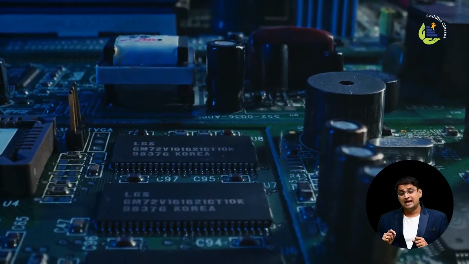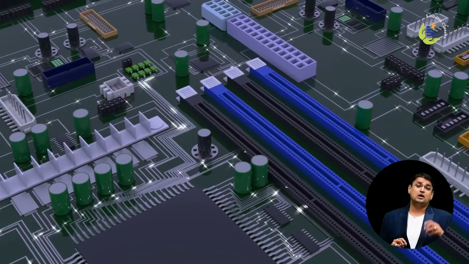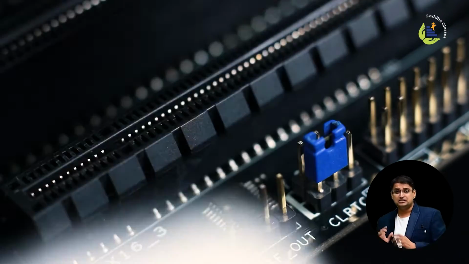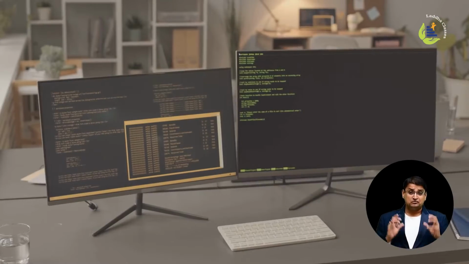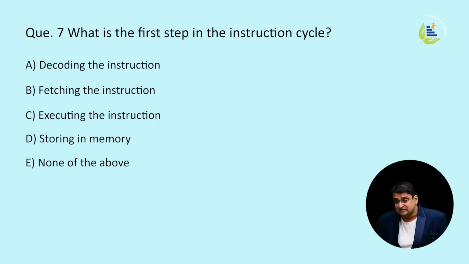Because the address bus is responsible for carrying memory addresses or addresses of input-output devices to specify where data should be read from or written to. The data bus carries the actual data and the control bus sends signals to manage the operation of the CPU and other components.